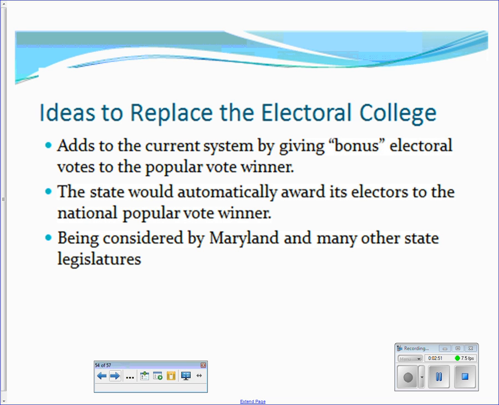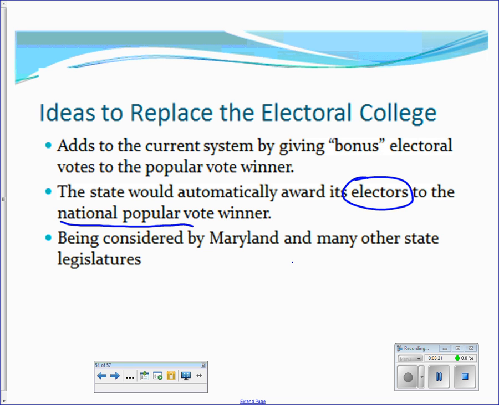There's what's called a bonus system. This would give bonus electoral votes to the popular winner. Okay, it's actually called the Maryland plan, and when Blagojevich was governor, we signed on to this plan. It's kind of interesting how it works. The states would vote for, or their electors would automatically go to, whoever won the national popular vote. Now, why is this different than what I just showed you? Because this doesn't amend the Electoral College. This still takes the electoral votes. This still takes the 538 and keeps them intact.